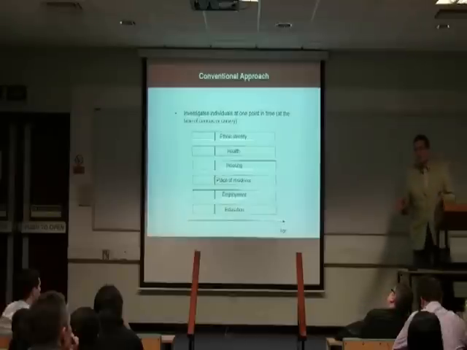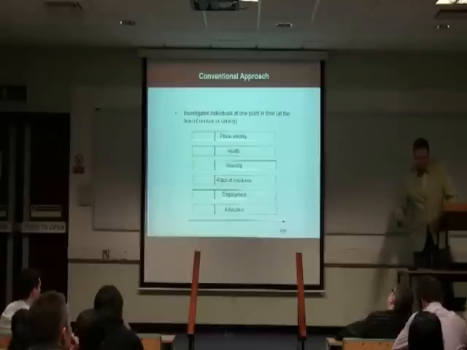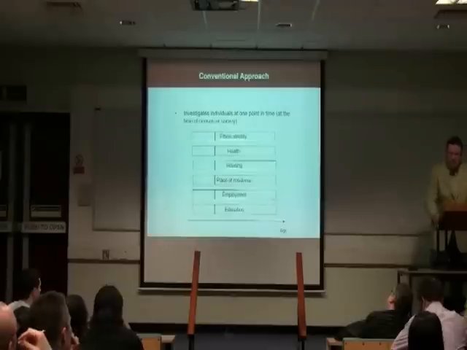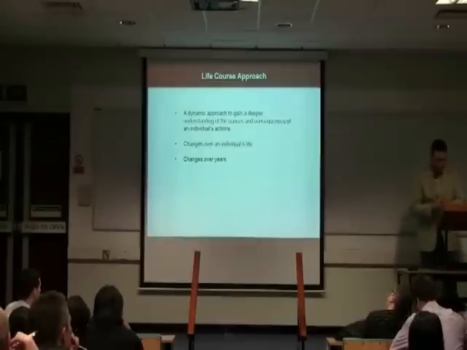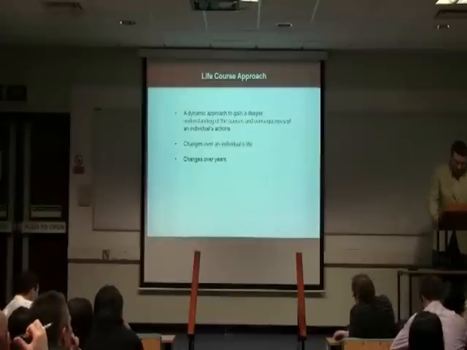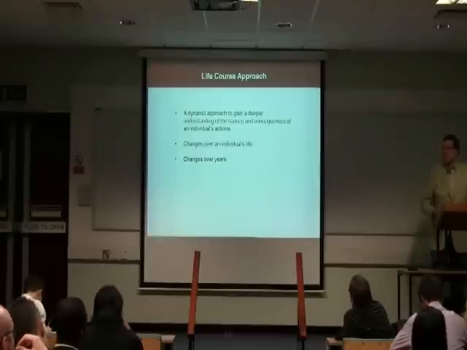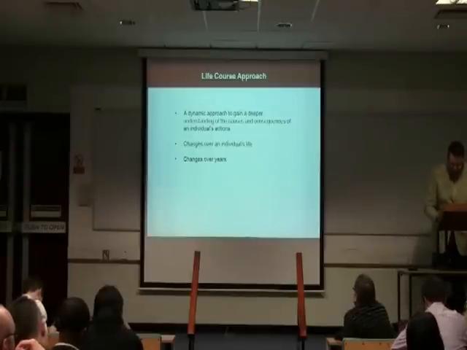We describe the distribution of the population by various characteristics, and then we examine the relationship between characteristics of individuals in order to understand what influences human behavior. This is okay. If we wish to gain a deeper understanding of the causes and consequences of an individual's actions, we need to adopt a dynamic approach. We need to explicitly study changes over the lives of individuals and how individuals' life paths change over time.